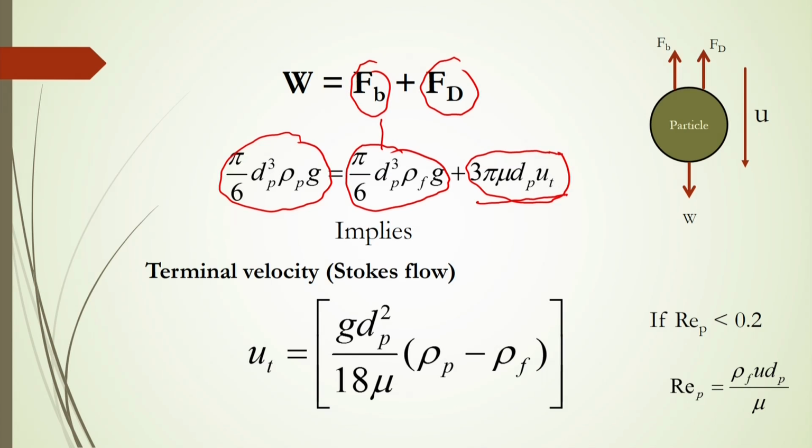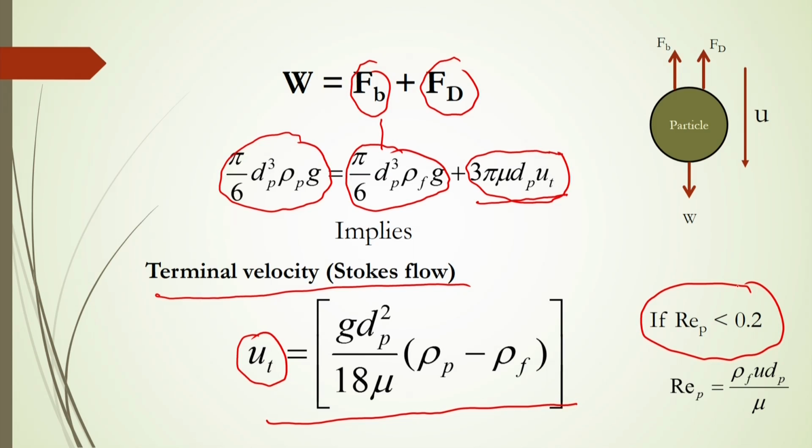Now, if we simplify or rearrange it, you will get the terminal velocity under this Stokes flow. u t will be equal to g dp square by 18 mu into rho p minus rho f. So, by this equation you can calculate the terminal velocity under Stokes flow. This Stokes flow will be considered if Rep is less than 0.2.